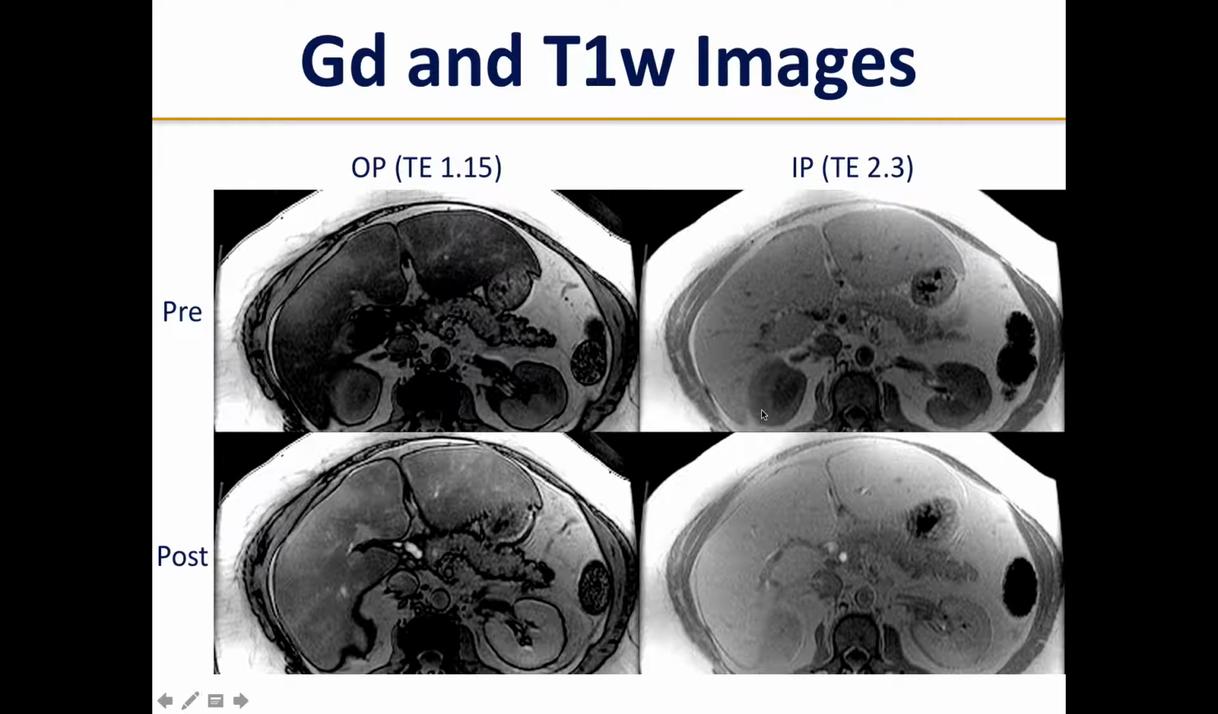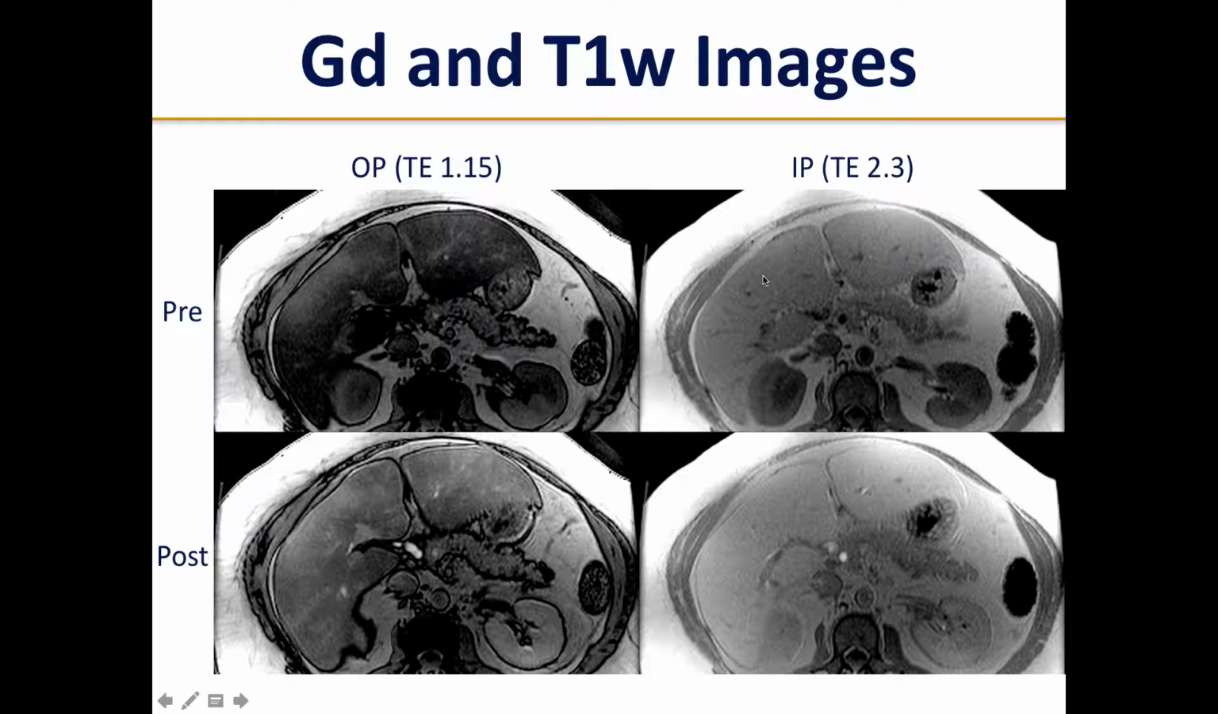Same thing for the kidney. The kidney was much darker than the fat, and now after giving gadolinium, the kidney is almost as bright as the fat. So gadolinium causes T1 of water-based tissues to shorten. The gadolinium does not affect the fat, and so the fat is unaffected.